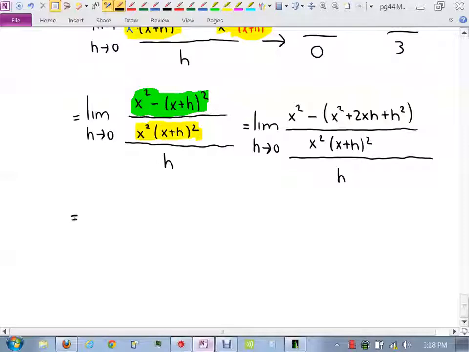Okay. Limit h goes to 0. What am I hoping is going to happen at some point here? I'll be able to cancel out something. It's going to be an h, hopefully.